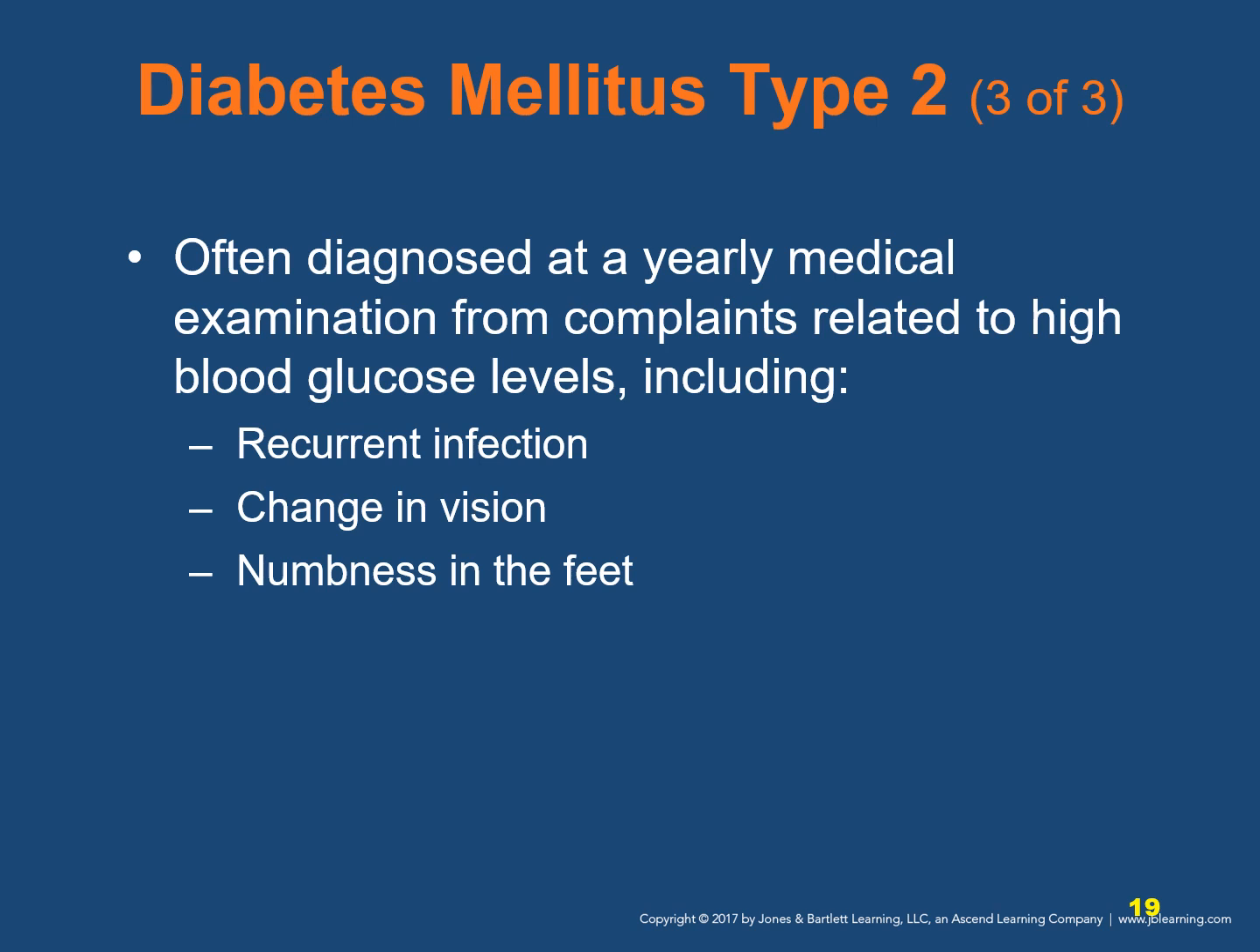Type 2 diabetes is often diagnosed at a yearly medical examination from complaints related to high blood glucose levels, including recurrent infection, change in vision, and numbness in the feet.